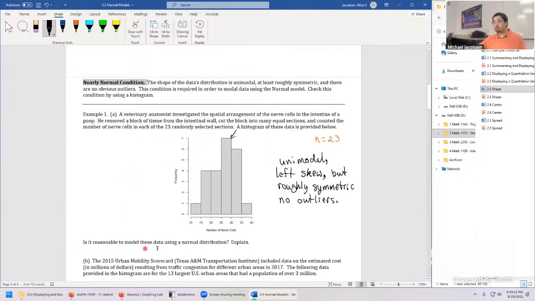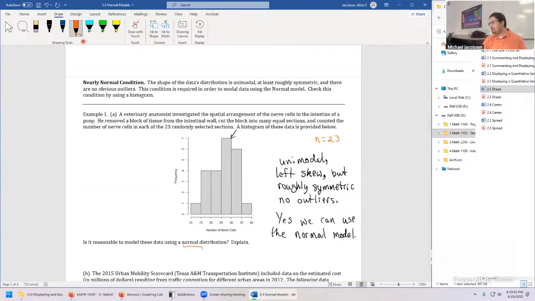The question is, is it reasonable to model these data using the normal distribution? And we would say yes, it meets the nearly normal condition because this part right here wasn't violated badly enough. So we can say yes, we can use the normal distribution, or you could say normal model. That's worthy to put in the notes right here. Normal distribution is considered synonymous with normal curve or normal model. So same as normal model.